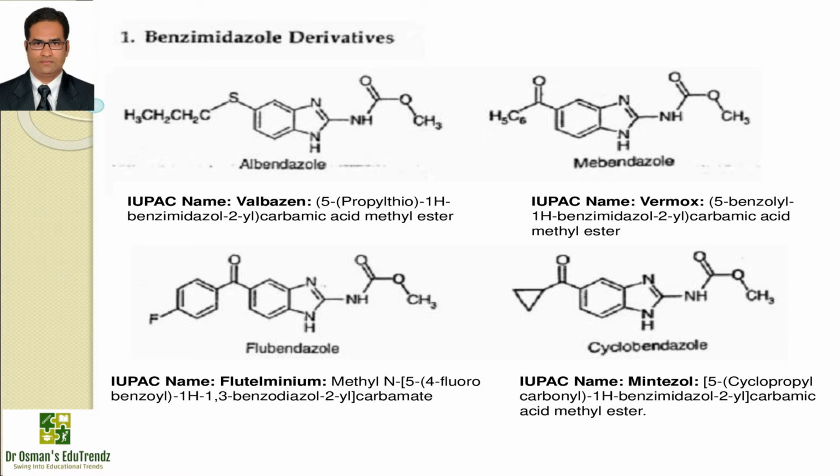Next is mebendazole, which is available with the brand name Vermox, and the IUPAC name is 5-benzoyl-1H-benzimidazol-2-yl carbamic acid methyl ester. It causes selective disappearance of cytoplasmic microtubules in the tegumental and intestinal cells of the affected worm. They inhibit tubulin polymerization by binding to beta-tubulin in several intestinal and tissue membranes and in some cestodes.